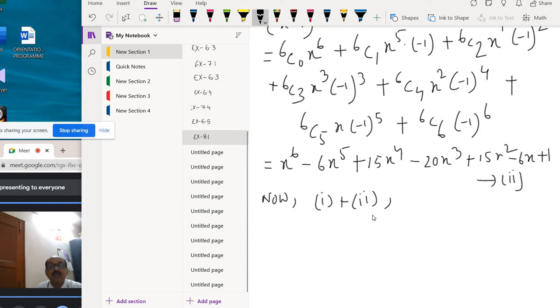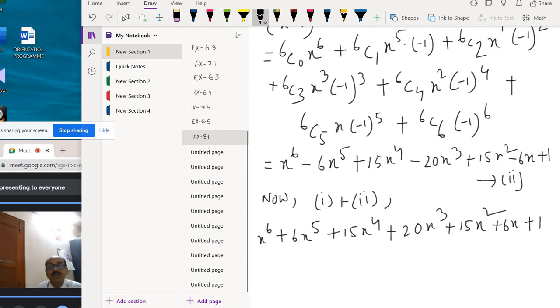Okay, add. So we get x to the power 6, equation 1 written first, plus 6x to the power 5 plus 15x to the power 4 minus 20x cube plus 15x square plus 6x plus 1. Okay, now plus equation 2.